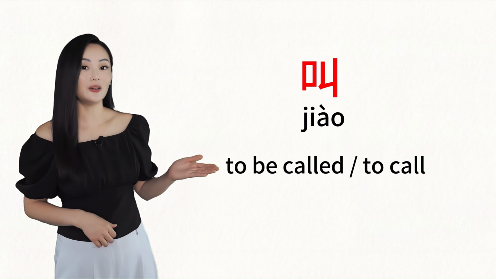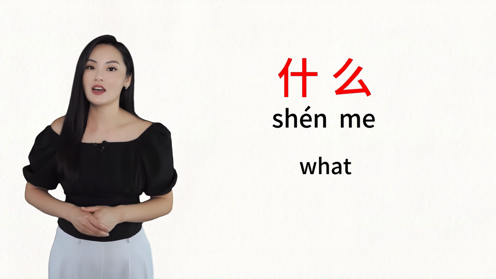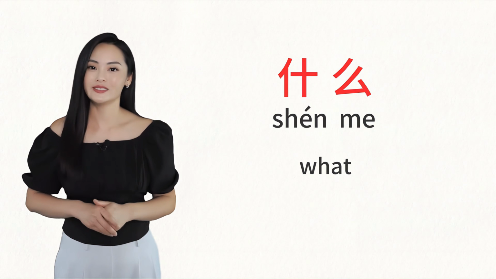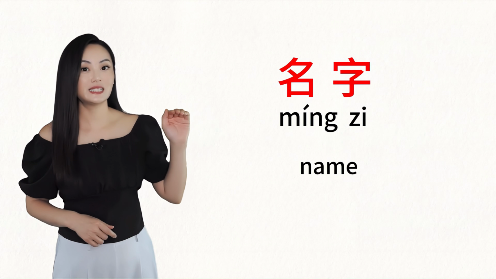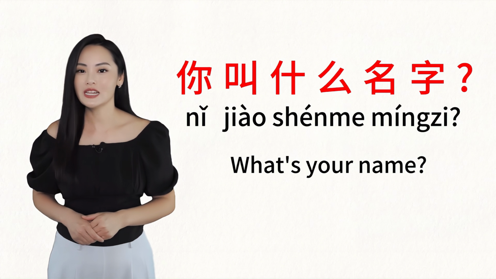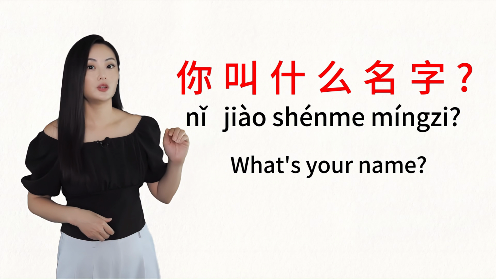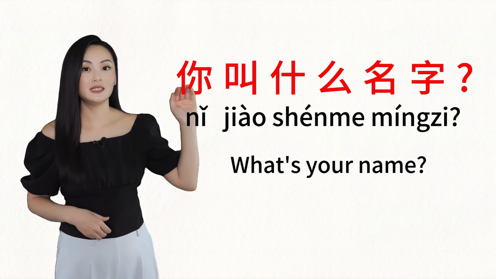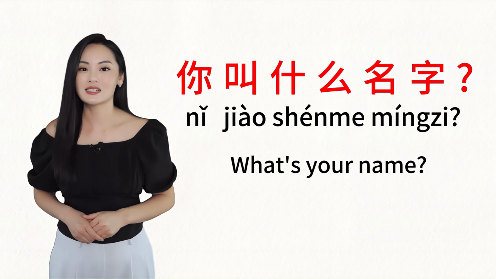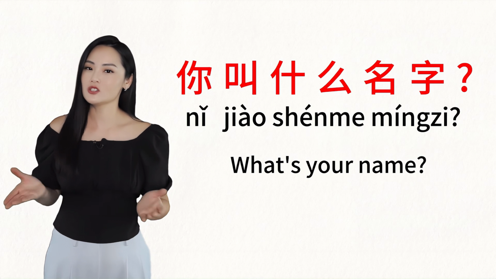Alright, now let's learn how to ask someone's name. First up, 叫. It means to be called or to call. Then we've got 什么. It means what. And finally, 名字. It means name. So to ask, what's your name in Chinese? You say, 你叫什么名字? Literally, it's like saying you are called one name. But in Chinese, that's just how we say, what's your name?